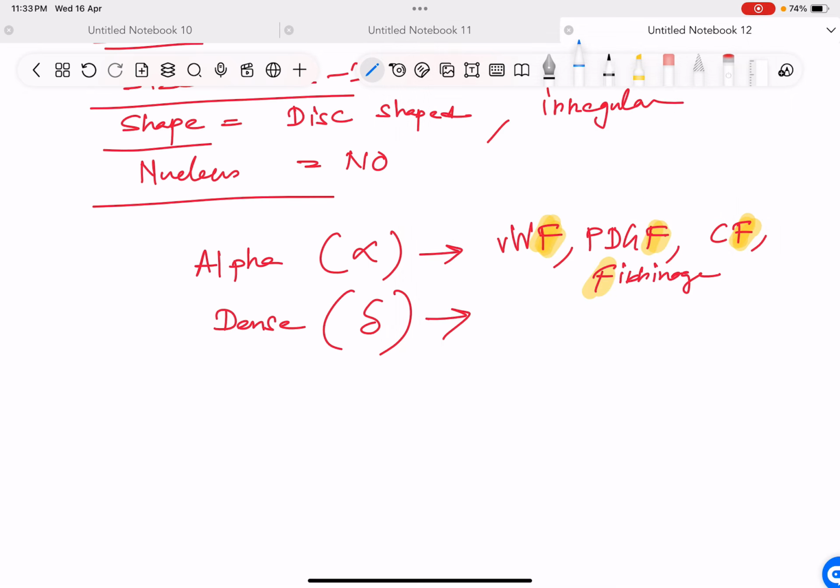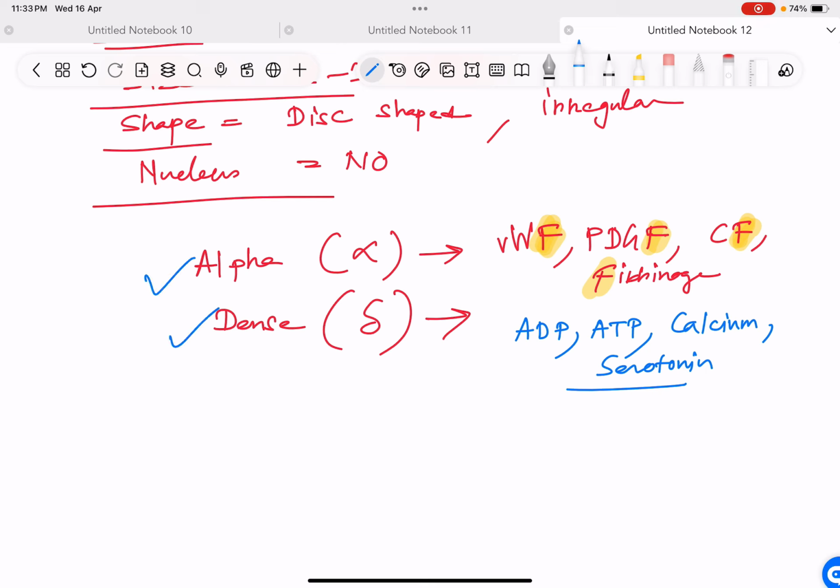And dense granule has ADP, ATP, calcium, 5-HT, serotonin. So dense has ADP, ATP, calcium, and serotonin. So alpha granule and dense granule.